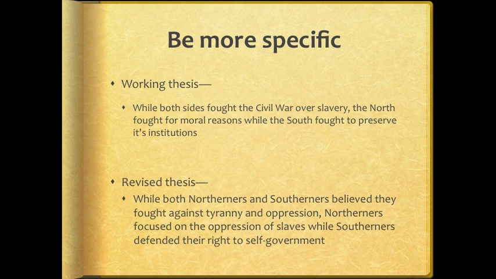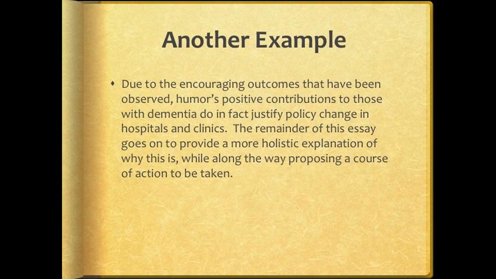So what you see here is we've gone from just talking about moral reasons to talking about what those moral reasons are, tyranny and oppression specifically. We're looking at oppression of slaves versus a right to self-government, which is the attempt to preserve the South's institutions. So this revised thesis is definitely getting more specific. We might still ask a little bit more of it, but it's definitely on the right track and working to really provide us with a statement that a paper can go into more detail about.